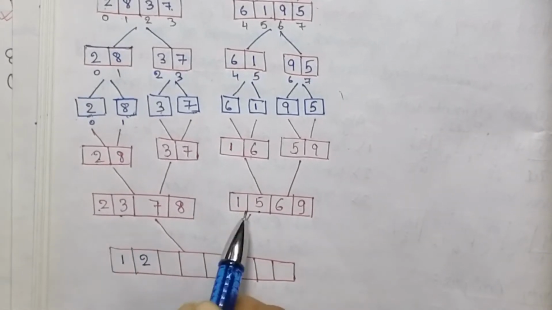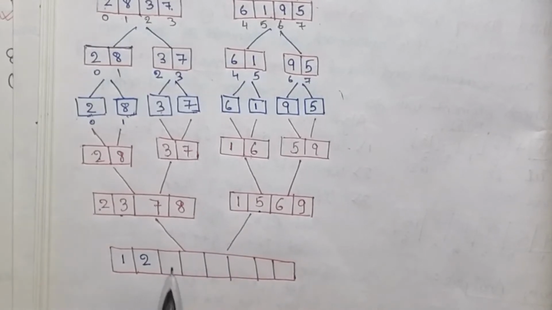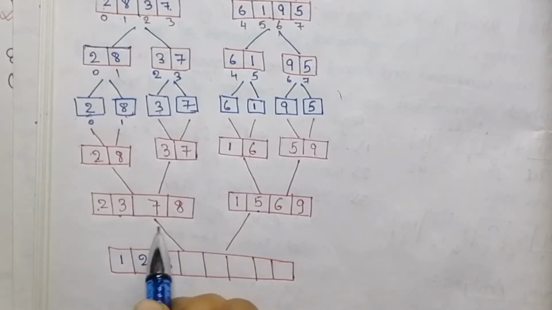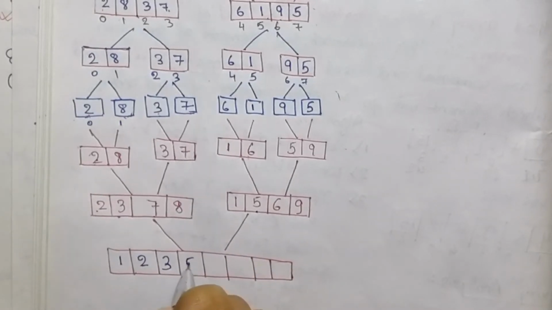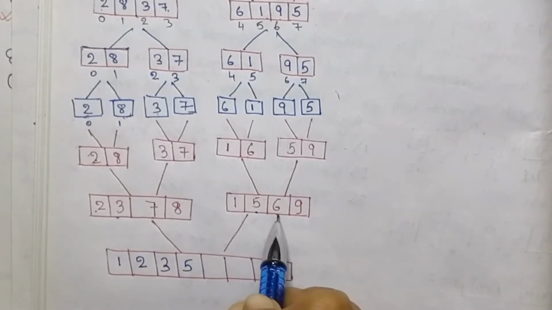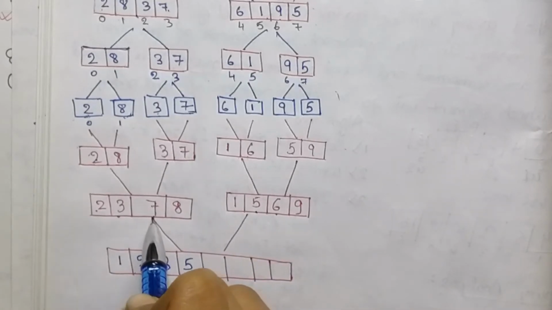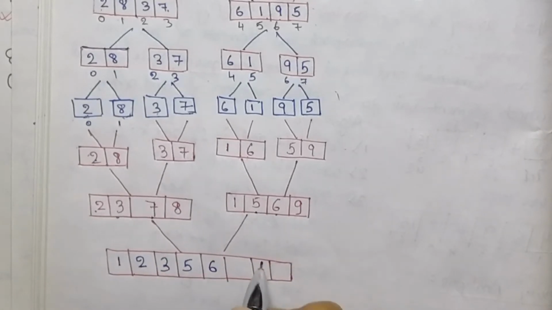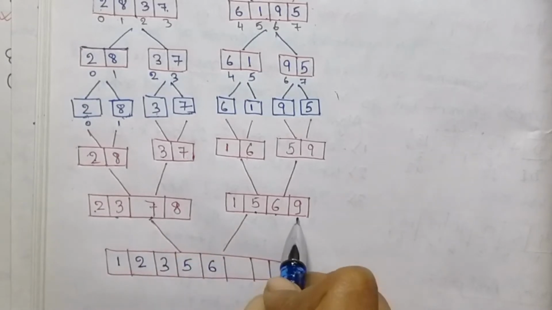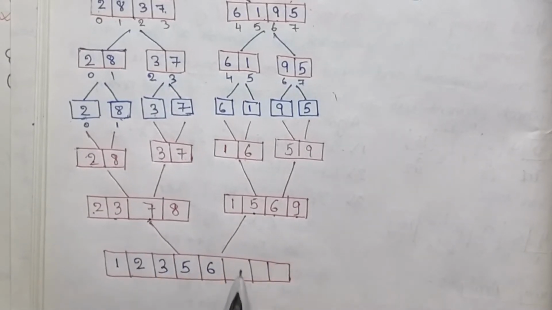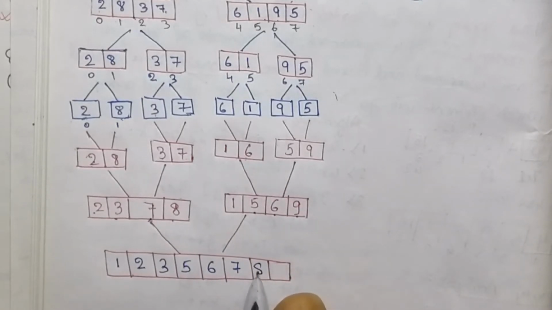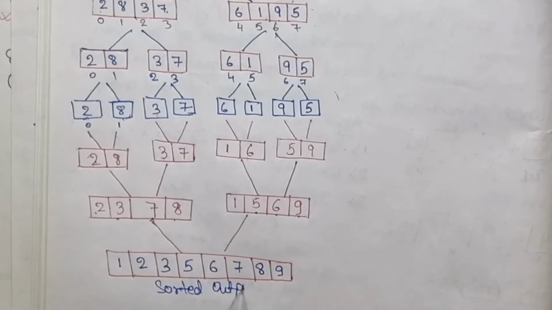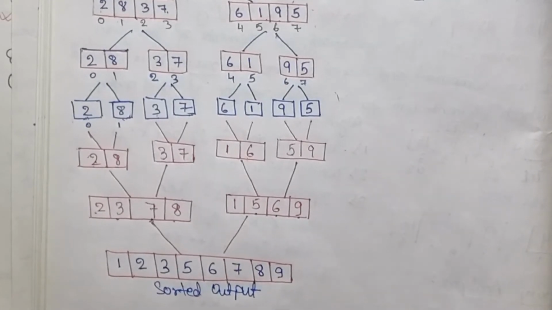Then the element 3 is compared with 5. As 3 is smaller, it is stored. Now 7 is compared with 5, right? 5 is smaller. Now the next element 6 is compared with 7. Again 6 is smaller. Then we will compare 7 with 9. As 7 is smaller, we will store it. Now the last elements 8 and 9 will be compared. As 8 is smaller, we will store it first and then 9. So in this way we got the sorted output.